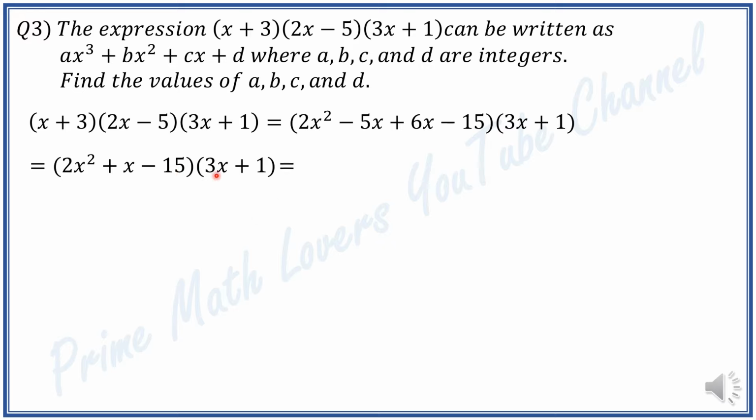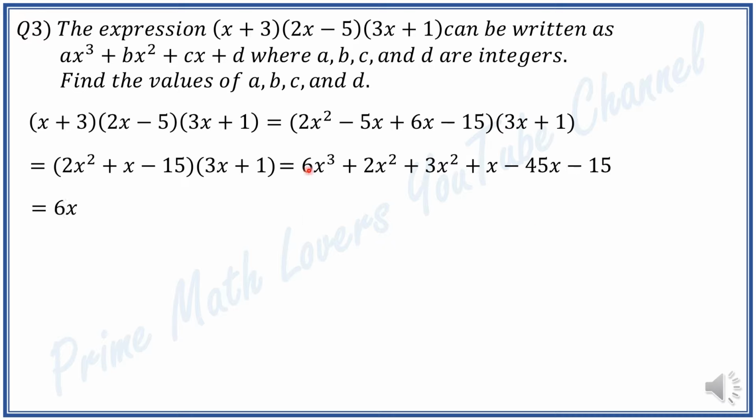2x squared times 3x will be 6x cubed. 2x squared times 1 will be 2x squared. x times 3x will be 3x squared. x times 1 will be x. Negative 15 times 3x will be negative 45x. And negative 15 times 1 will be negative 15.